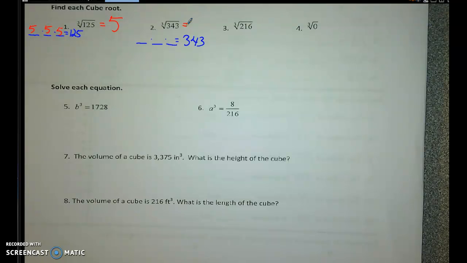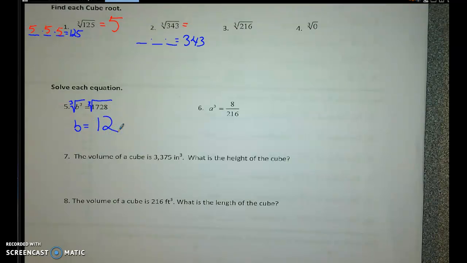Looking at the bottom section, solving the equation. Number 5. Okay, just like we looked at on the other side, we need to do our inverse operation. The inverse of b to the third power, or b cubed, is cube root. So I want to do the cube root of both sides. Now, cube root of b cubed is going to leave me with b. And then when I do the cube root of 1,728, that leaves me with 12.